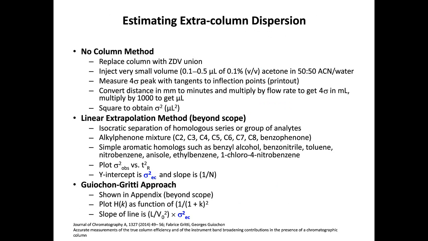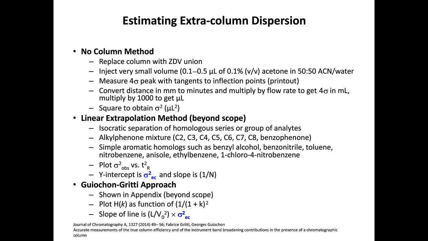There are different ways to measure extra column dispersion. There's the no column method, where you replace the column with a zero dead volume union and inject a very small amount of a UV absorbing component. Then you can print out the resulting trace and measure the tangents to the sides of the peak, calculate the baseline 4 sigma width, and convert the distance from millimeters into minutes and multiply by the flow rate to get milliliters. Square it after you've converted it to microliters, and you get microliters squared that way.